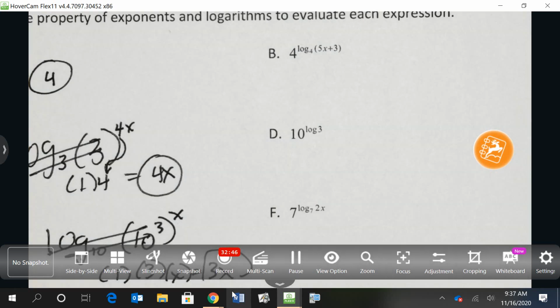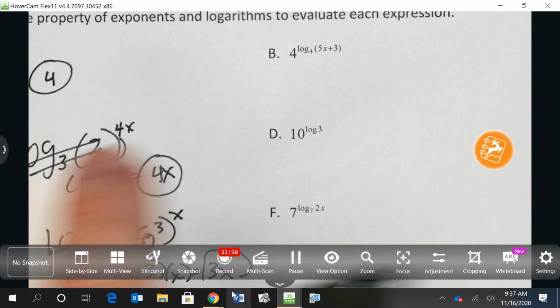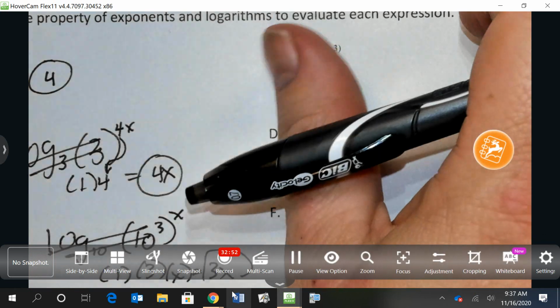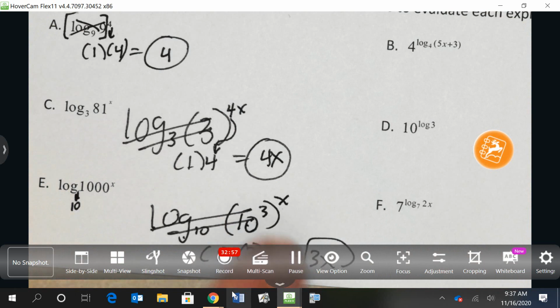Okay, we're going to look at the next type of problems. Now, the next type of problems, again, our whole goal with these problems was, is there a way that I can simplify this problem? Without doing much work, can I simplify the problem? And that's what we're going to do here.